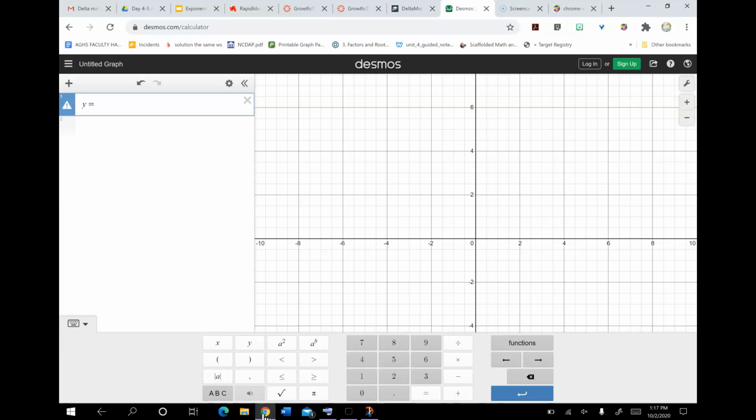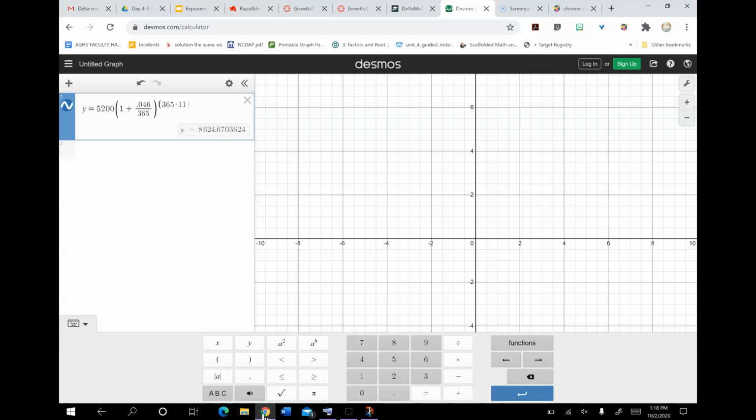y equals 5,200 times 1 plus 0.046 divided by 365. Get out from underneath. Close your parentheses. Raise it to the 365 times 11. Times 11.